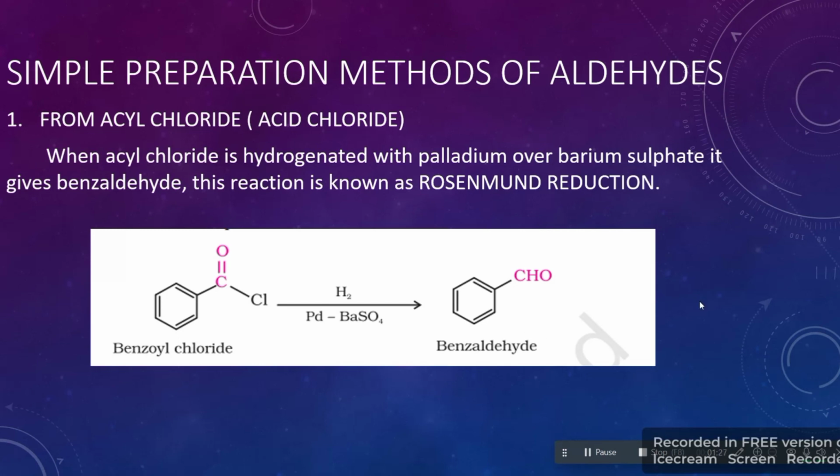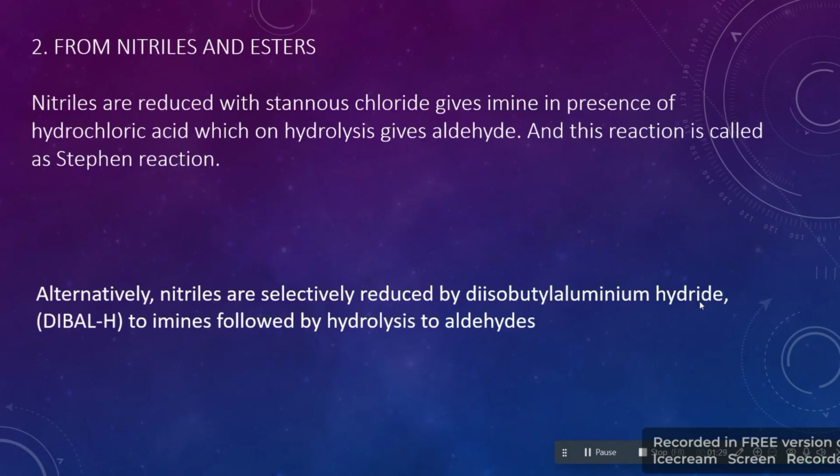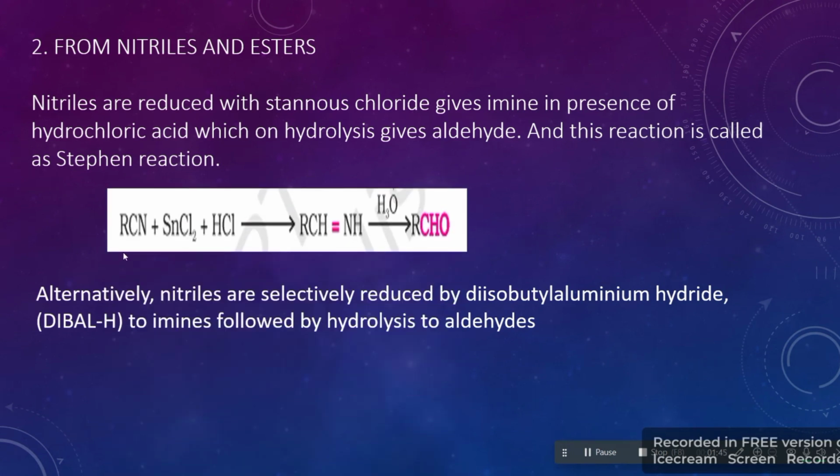Okay, here is the second method, from nitriles and esters. Nitriles are reduced with stannous chloride in the presence of hydrochloric acid to give an imine, which on hydrolysis gives aldehyde, and this reaction is called the Stephen reaction. Here is the reaction. The nitrile group is reduced with stannous chloride and HCl. It gives an imine, and the imine undergoes hydrolysis to form aldehyde.